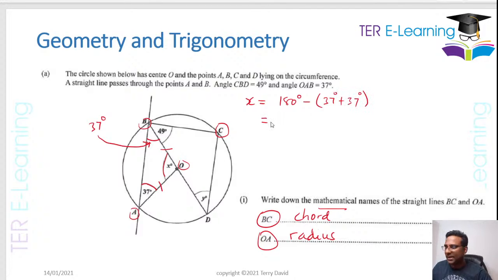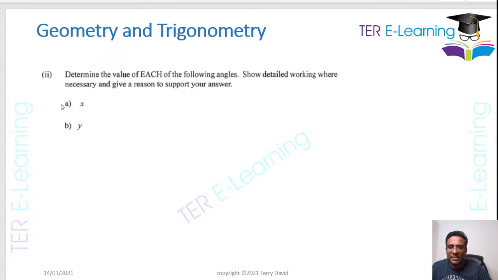So you just use your calculator quickly for that. So that's 180 minus, and you're going to get 106 degrees. So that's my angle here, 106 degrees. The next thing we're going to work out, the second part of the question, is finding out what is angle Y.